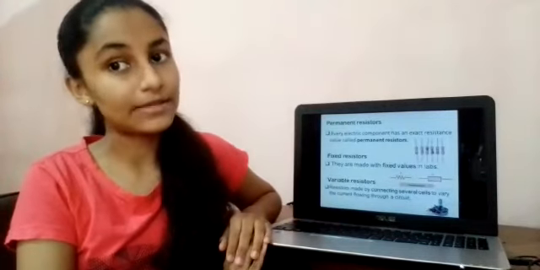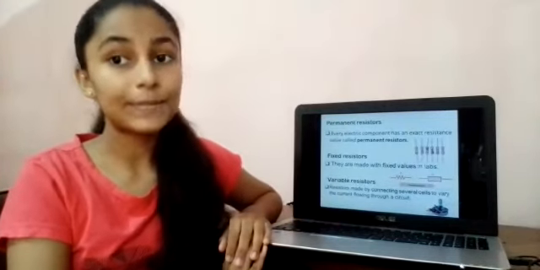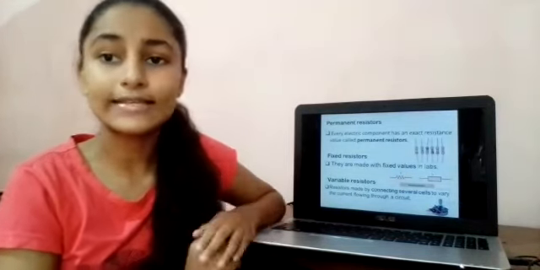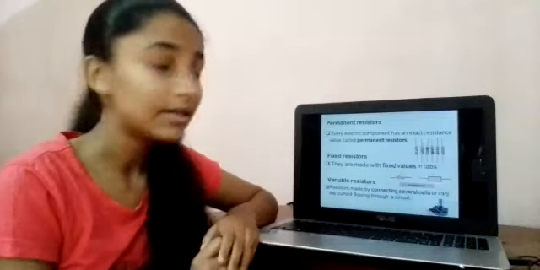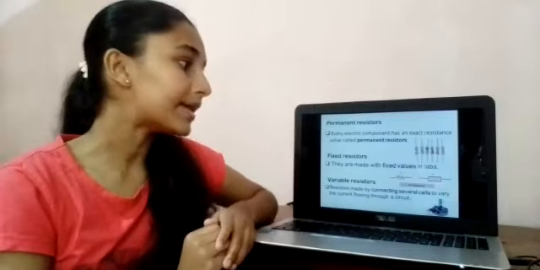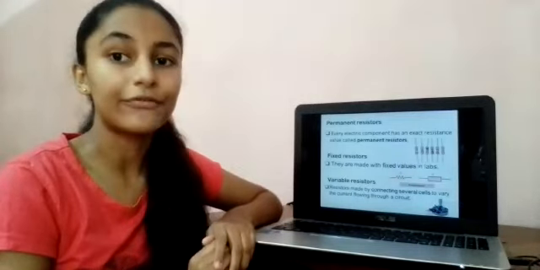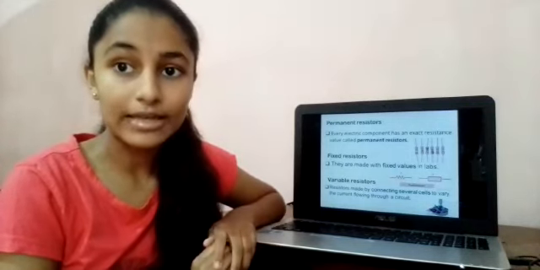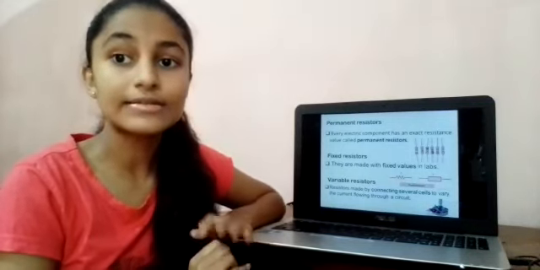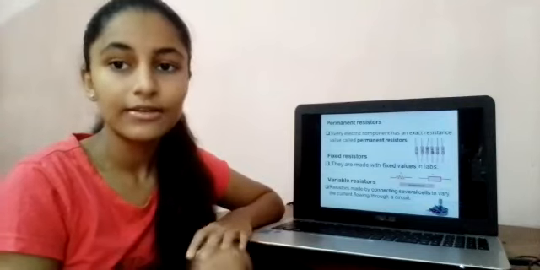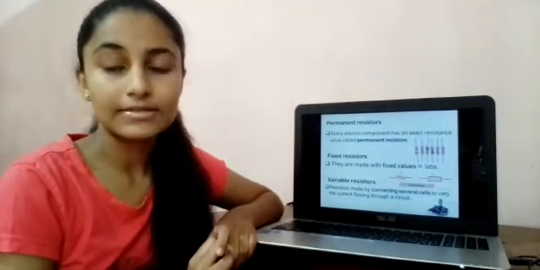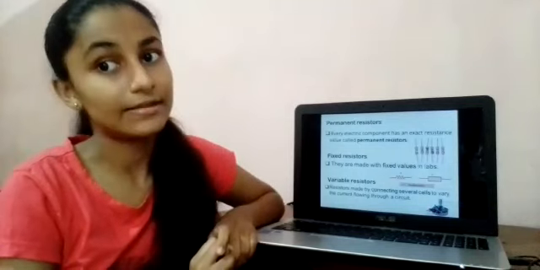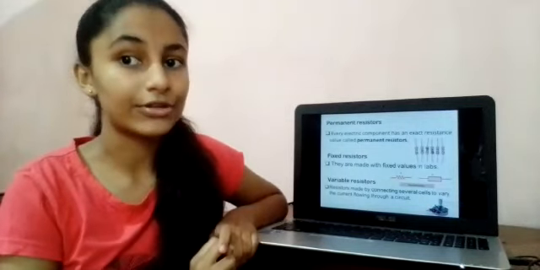Now I'm going to explain some resistors. Firstly, permanent resistors. Every electric component has an exact resistance value, and those are known as permanent resistors, and fixed resistors are the resistors made in the laboratory with certain fixed values. When we talk about variable resistors, they are the resistors made to vary the current flowing through them.